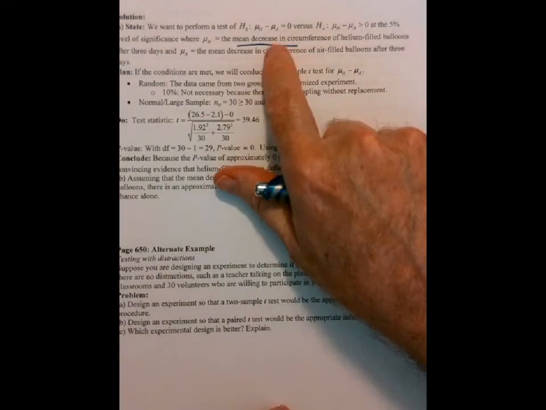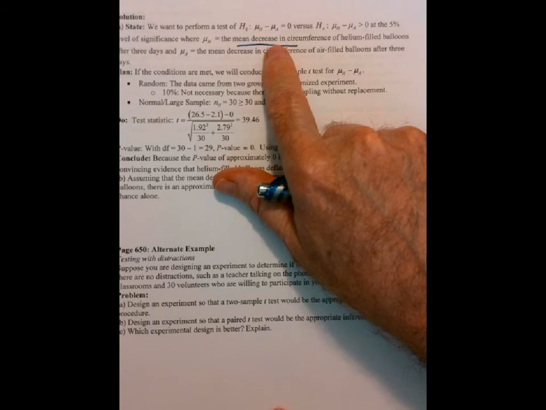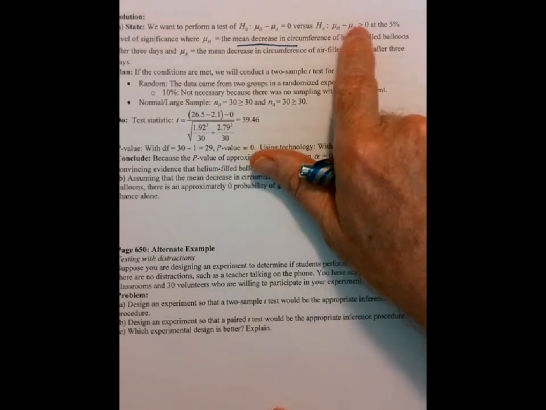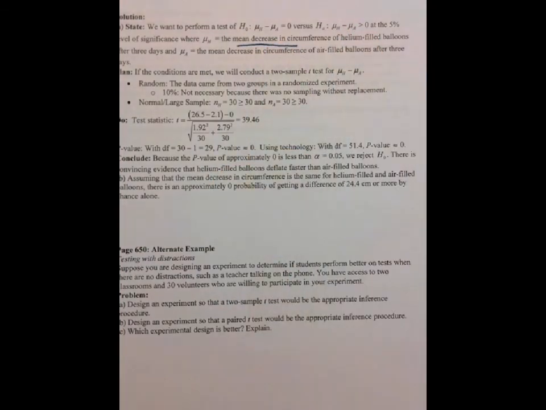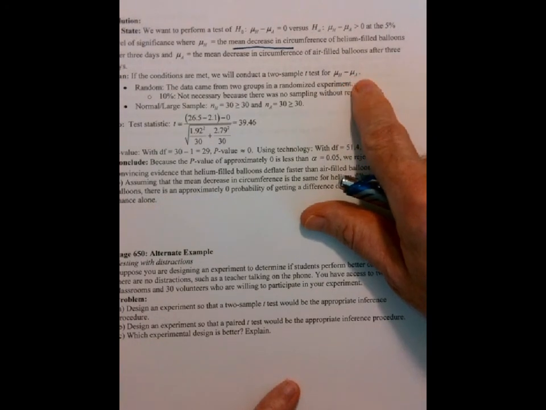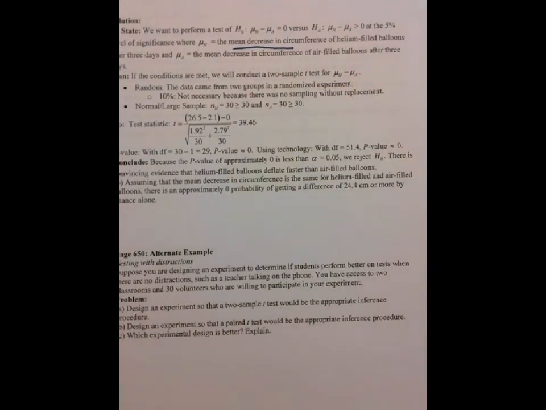It's important to make sure we understand what the parameter of interest is here. Okay, so we understand how to set the alternate hypothesis correctly. Okay, if the conditions are met, we'll do a 2-sample t-test, right? Mu helium minus mu air. Random. The data come from 2 groups in a randomized experiment, meaning that from a sample, they put some balloons in the helium group and they randomly assigned the other 30 to the air group.